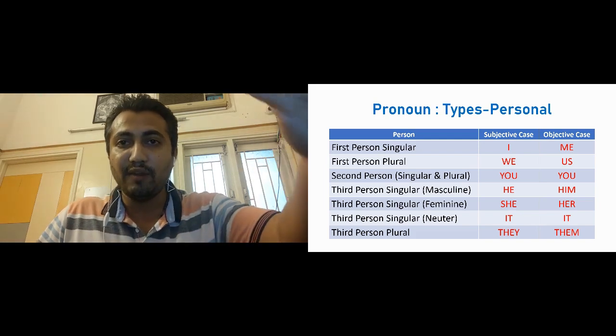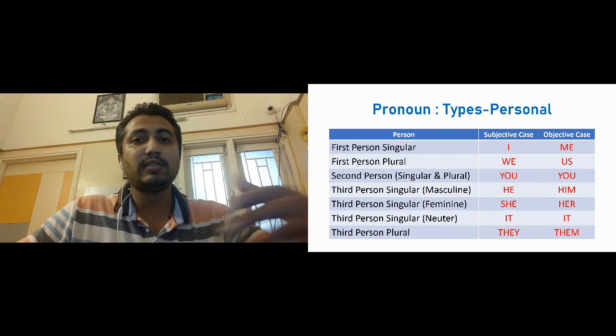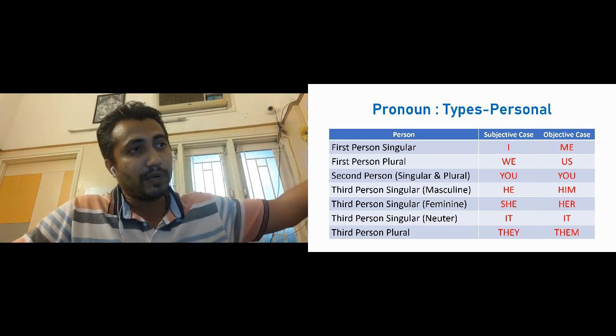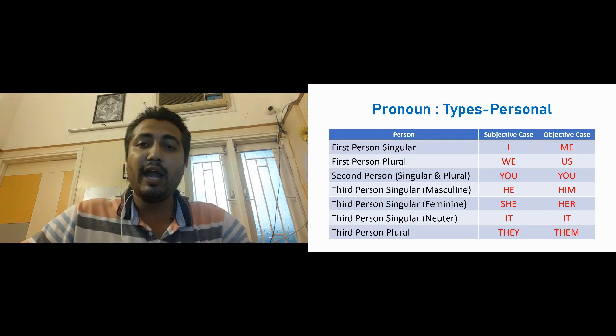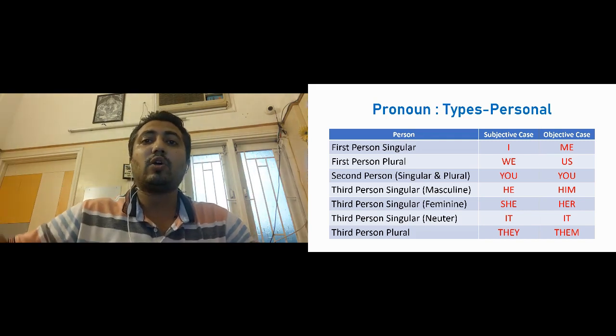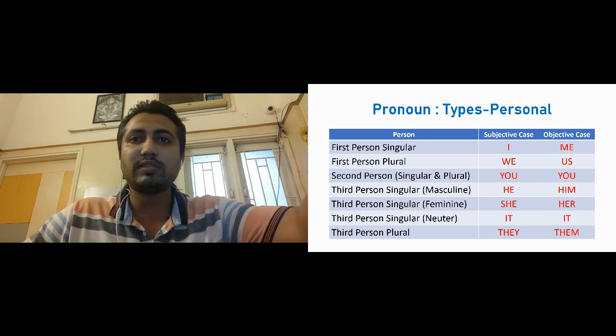If the listener is one, second person singular. If the listeners are many, second person plural. If the other person, the third person, is only one, third person singular, and if the third persons are many, they are called third person plural. Fine. So now this is the chart.